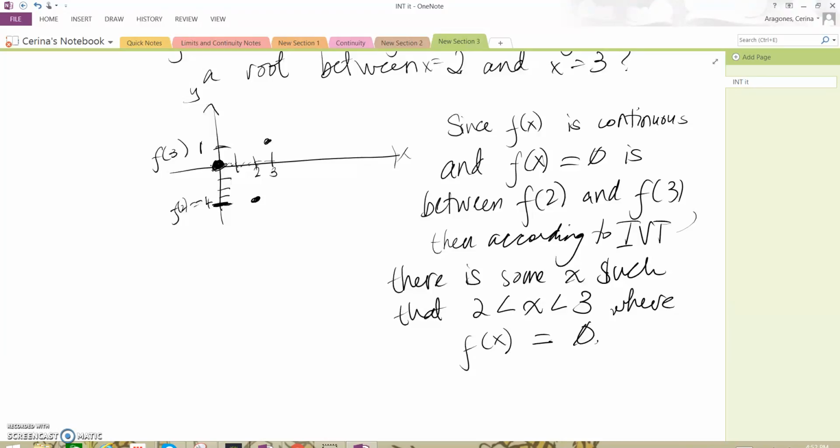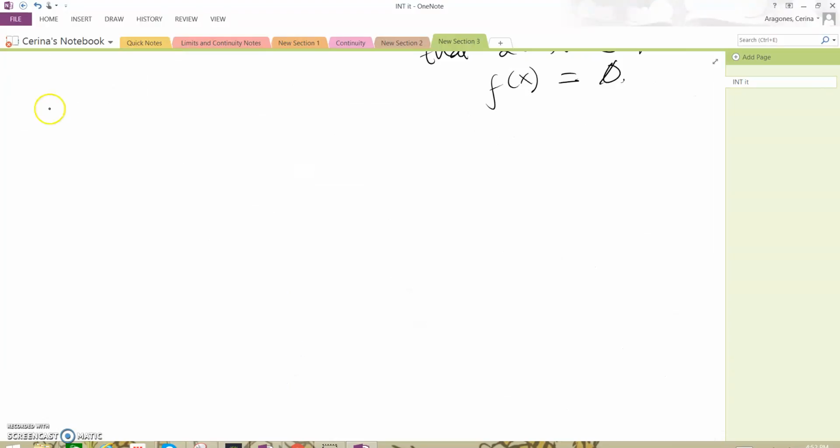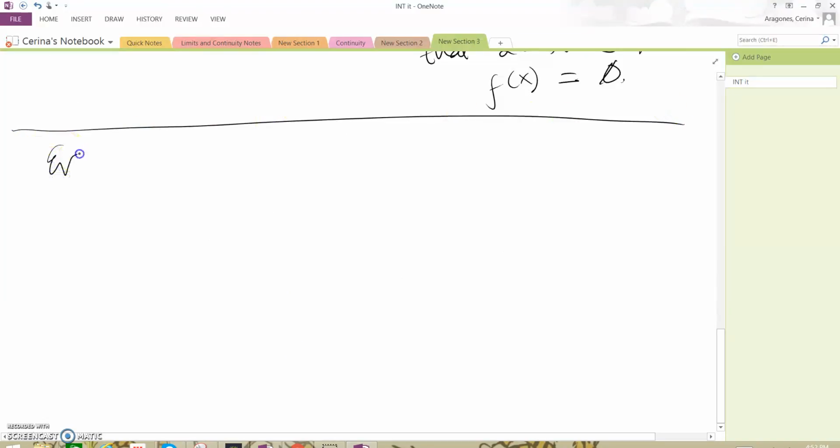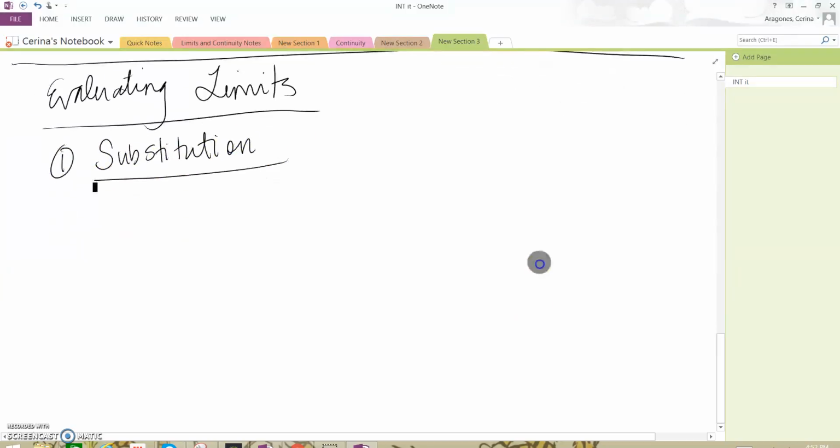All right, so that's the intermediate value theorem. Now let's talk about evaluating limits. So the simplest way to evaluate a limit is to just find the value of the function at the x that we are approaching. So that's the first method. It's called substitution. So let's say I just give you, find me the limit as x approaches 3 of 3x plus 2.